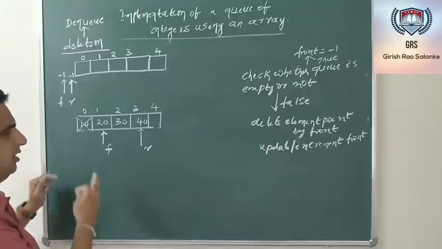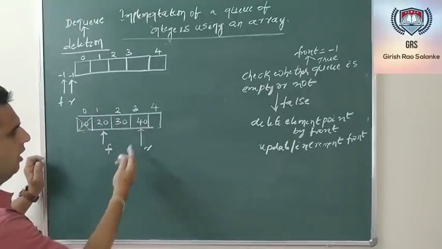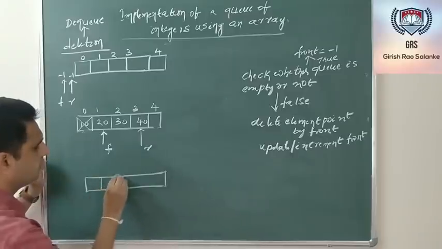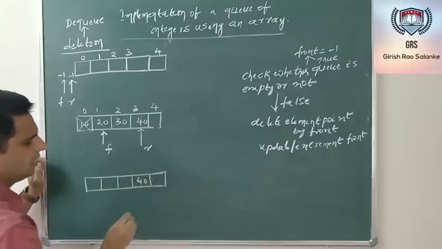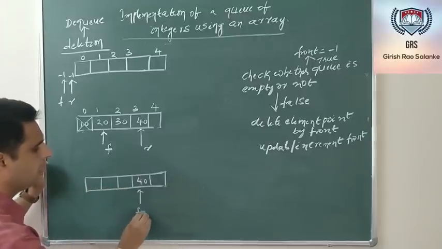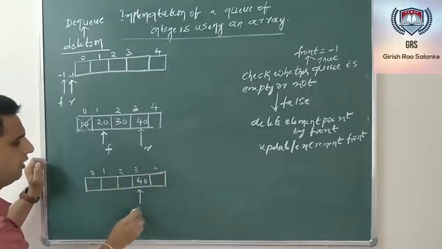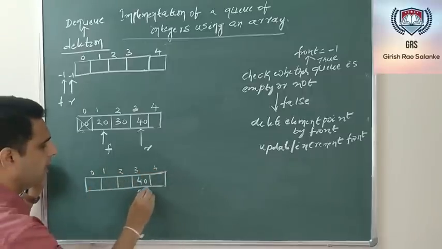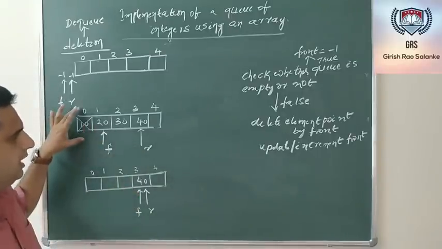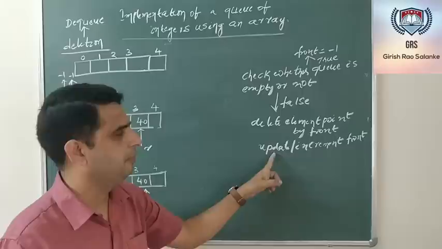Now there is one special case. Even in this case, after deleting 20, I can delete 30. Now after deleting 30, assume that I have deleted the first 3 elements from my queue. I am left with only 40 in my queue. If I have deleted 10, 20 and 30, my front end will be pointing to 40. That is 0, 1, 2, 3 and 4. My front end is having a value of 3 and even my rear end is also having a value of 3. Whenever you are performing a deletion operation, delete the element pointed by front and then update or increment the front.